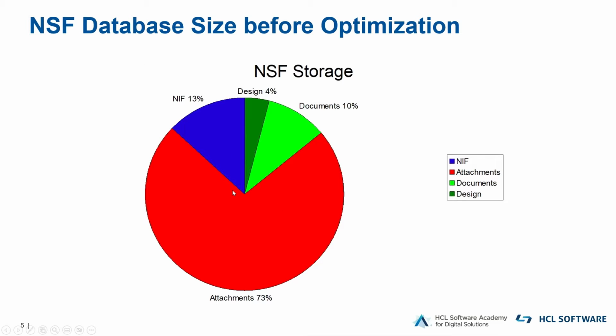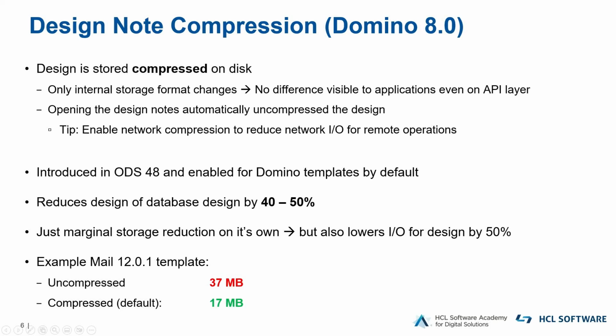When you look into all of those parts, we have different ways to reduce the size. For example, design node compression, which was introduced in 8.0 already, gives you 50% of the storage. For example, the 12.0.1 mail template is 37 megabytes, and compressed it's 17 megabytes. This is not really much difference, but it's also about the I/O reduction.